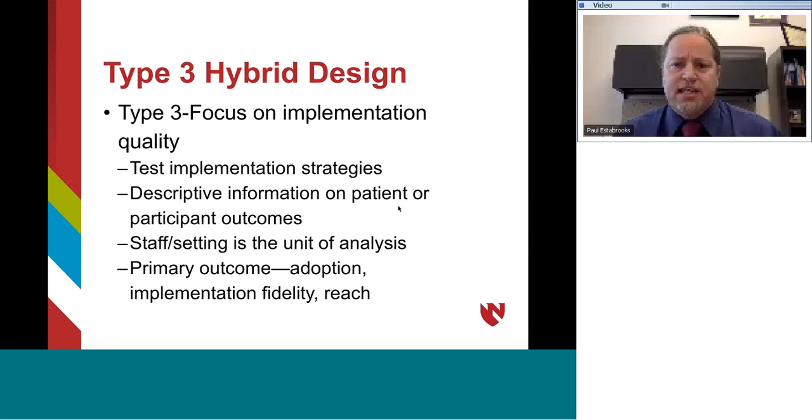Okay, so we get to this type 3 hybrid design. And the focus on this one is really to test an implementation strategy or an implementation intervention. And it also provides, in this case, it kind of flips it around where it's really descriptive information on the patient or participant outcomes. And so from this standpoint, you're really focusing on, number one, are we getting good implementation fidelity, or are we getting good costs of implementation? And then secondarily, by improving that implementation, do we actually see improvements in patient or participant outcomes? So for this type of design, the staff or the setting is the unit of analysis, and the primary outcome is typically adoption, implementation fidelity, and as I'll show you with this example, reach as an indicator of adoption.